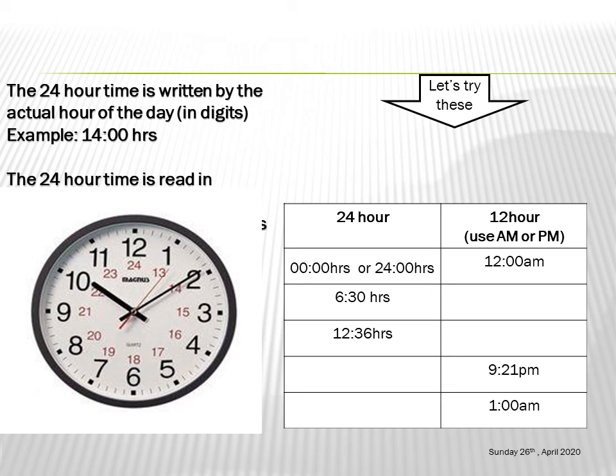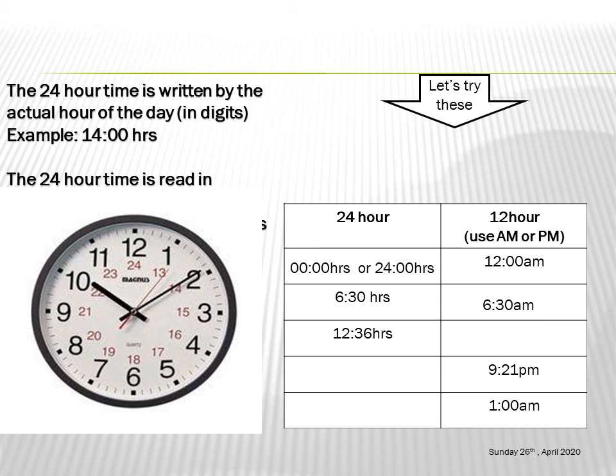Now, let's see. The 24-hour time now says 6:30 hours. What does that mean? It means this is the 6th hour and 30th minute of the day. It means it is a.m. And the 12-hour clock will say 6:30 a.m.